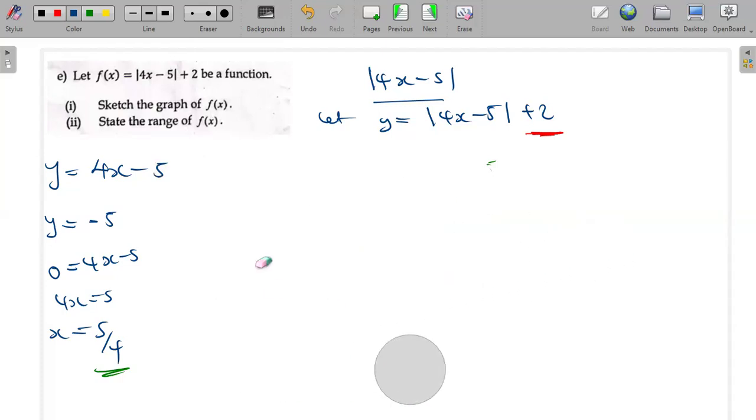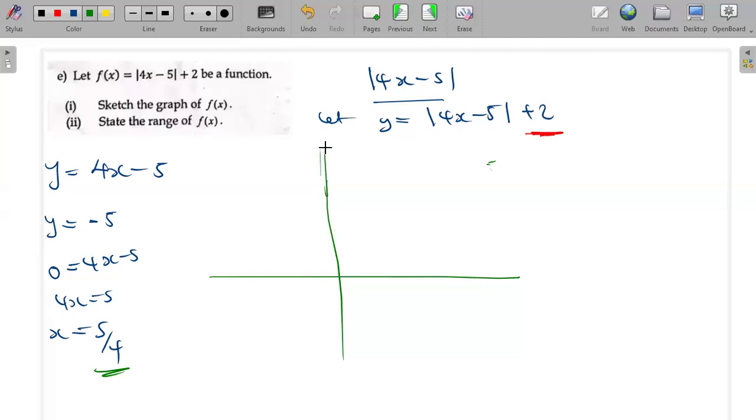Let me erase this, so that we have a clear view. Okay, so because of the modulus, we know we are going to get only positive values. Then we have a vertical shift of 2, so let's say our 2 is here. Here we're at 5, and then we have 7. So if that's our 5 over 4, our graph is going to be here, and then it's going to go through the 7 up to there, and it's going to go that side there.